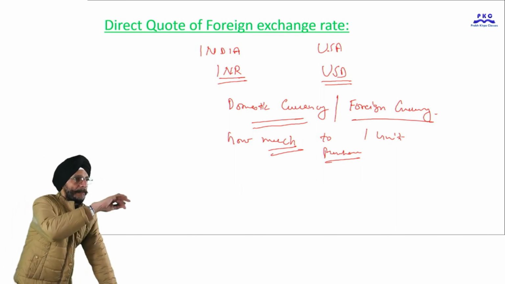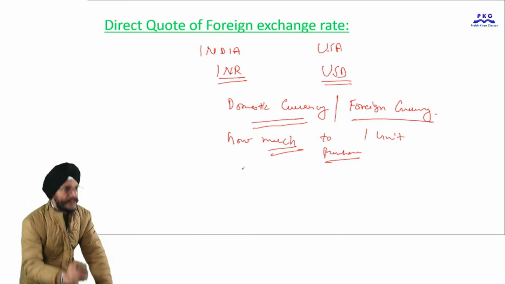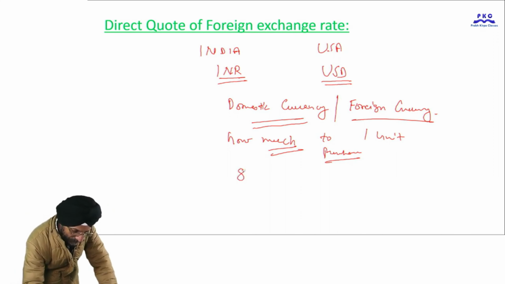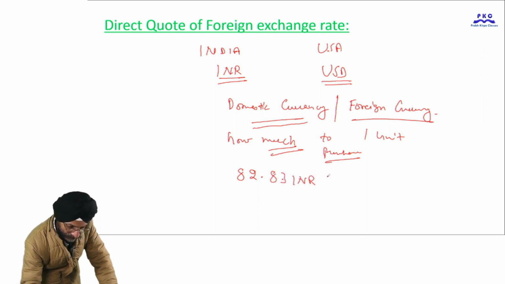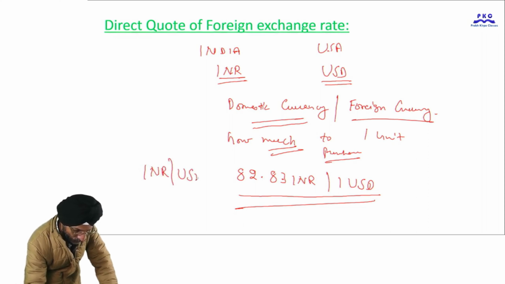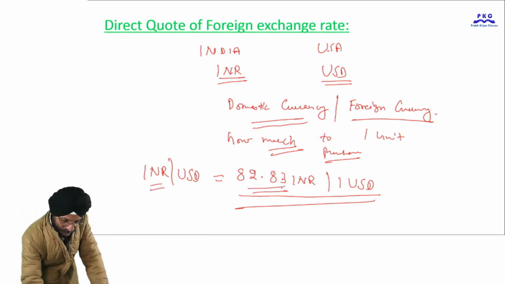If we take the example of the Indian rupee and the US dollar, what is the direct exchange quote? It is 82.83 INR for 1 USD. This is the direct quote. Here we are using INR over USD. The value of INR is 82.83.